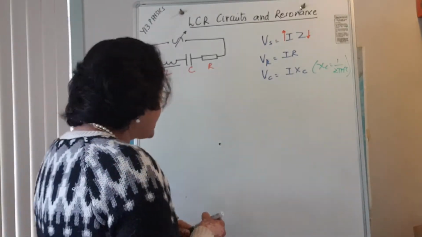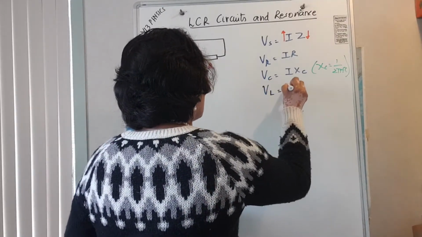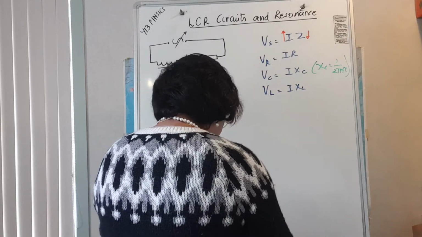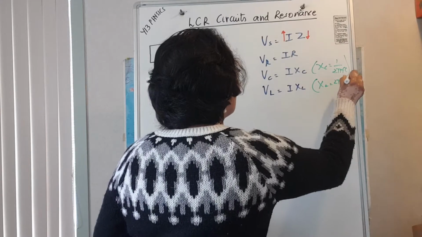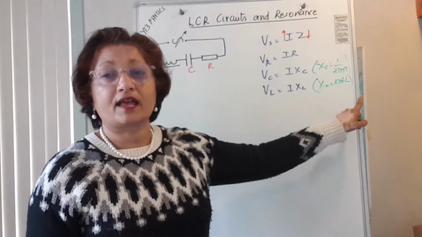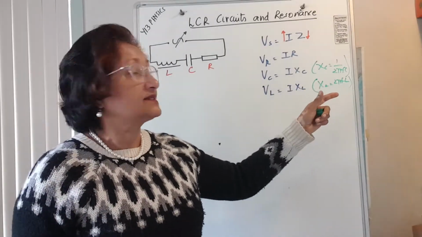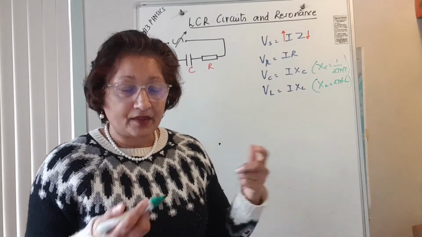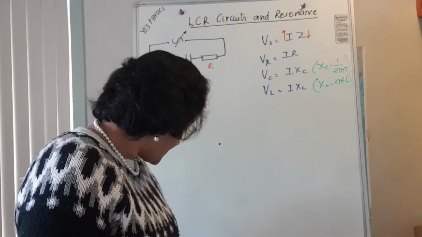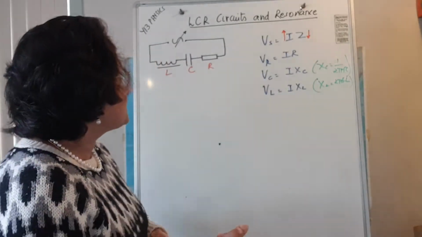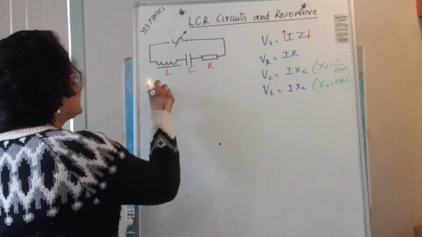Then you also have the voltage across the inductor, which is I X_L, and your X_L, which is the reactance of the inductor, is directly proportional to the frequency because it's equal to 2 pi f L. So frequency has an effect on the reactance of the capacitor as well as that of the inductor, and so that's going to have an effect on the overall impedance of the circuit. So let's start by drawing an impedance phasor diagram for resonance. So now what's that going to look like?